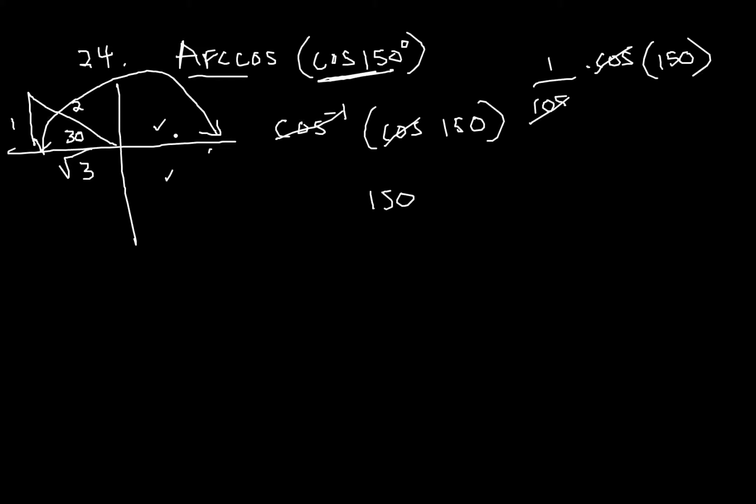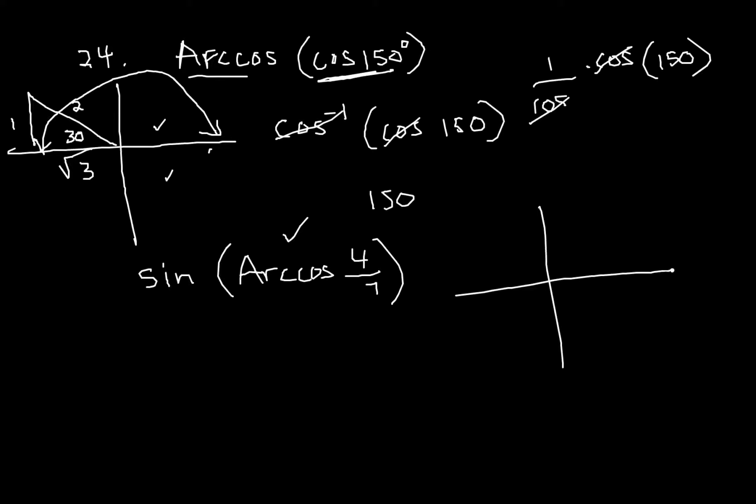Okay, so 24, the second part, is sine of arc cosine of 4 over 7. This is the one where we're not going to find the actual angle. We're just going to make a triangle with the sides. If this is cosine, this is going to be your adjacent, and this is going to be your hypotenuse. So your adjacent is going to be 4, your hypotenuse is going to be 7.